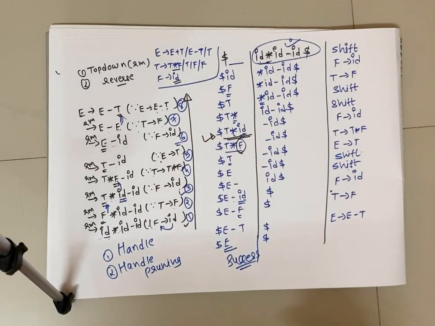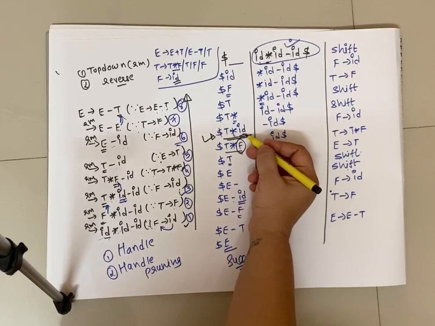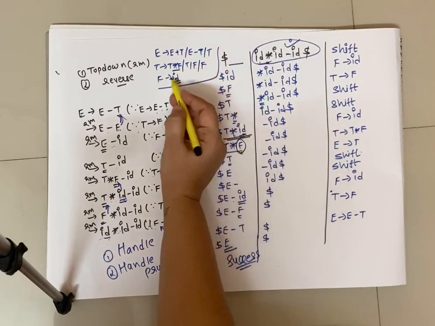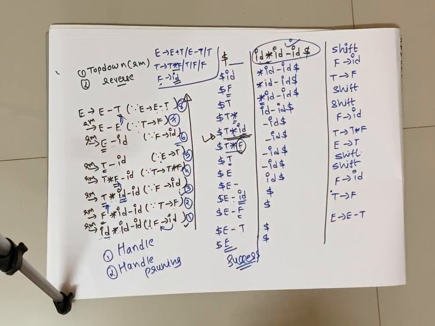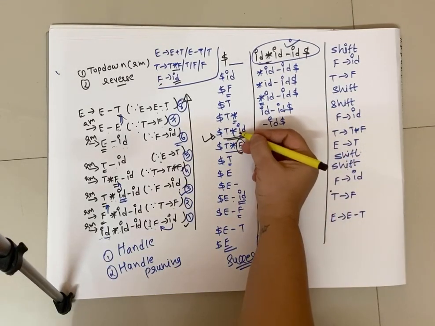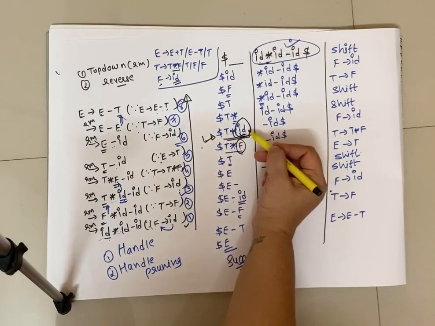Let me repeat that. A symbol or a substring on top of the stack, when you try to replace it by the left hand side non-terminal such that you are following the reverse of rightmost derivation, then that symbol or substring is called handle. Handle is something you are replacing by the left hand side non-terminal. So for this particular frame, ID is handle.